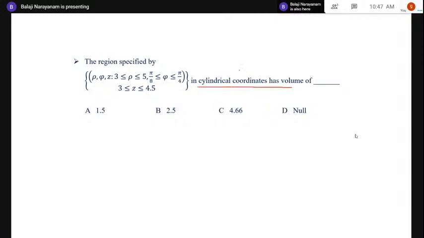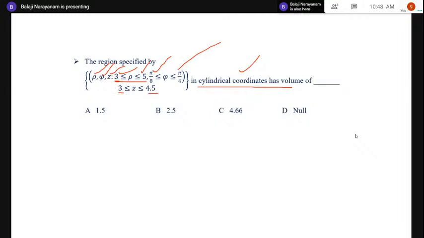Next, the region specified in cylindrical coordinates has the volume. In the cylindrical coordinates that are given, rho is the radius, phi is the angle, and z is the component in the z direction. Rho is varying from 3 meters to 5 meters. Phi, the phase angle, varies from pi by 2 to pi by 4. And this is a very easy problem. And z is varying from 3 to 4.5.